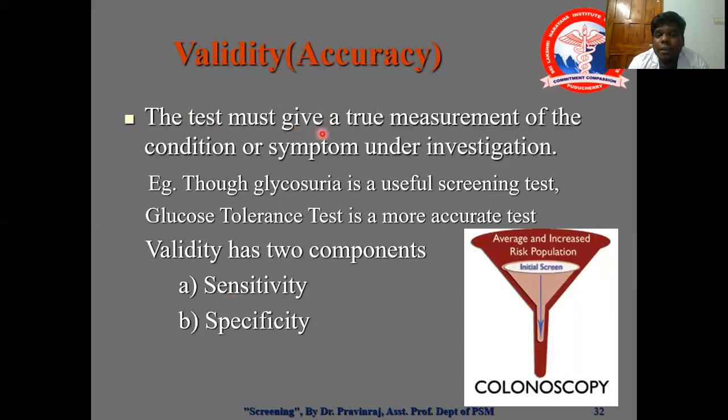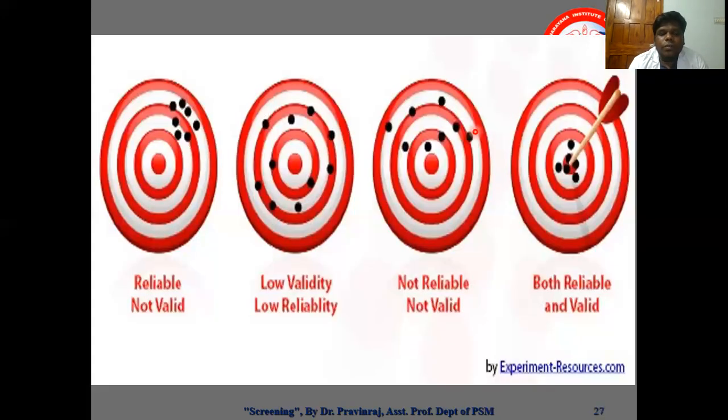the test must give a true measurement. So if you see here, this is our target. Whatever arrow you throw, it should come here only. It should give a true measurement. See here, every arrow is pointed on the target. So it is having validity. But here we don't have validity, but we are having reliability. In this case, we have validity also, reliability also.